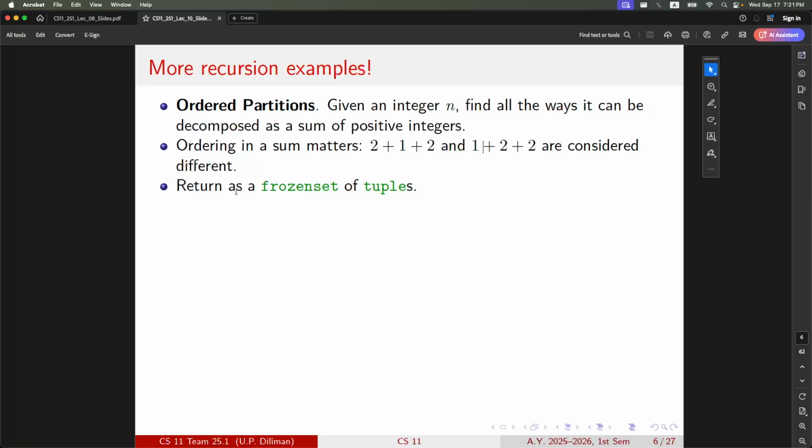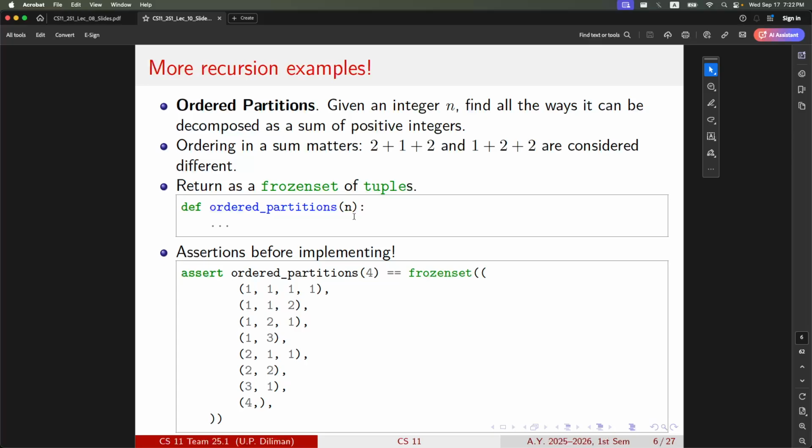Okay, so we want to return a frozen set of tuples. So find all the ways. We're going to be enumerating all the possible ways we can divide n into a sum of positive integers. How do we do this? So we want to define a function called ordered_partitions that takes a single argument n. In the spirit of test-driven development, we can write an assertion before even writing our function. So let's start with that.